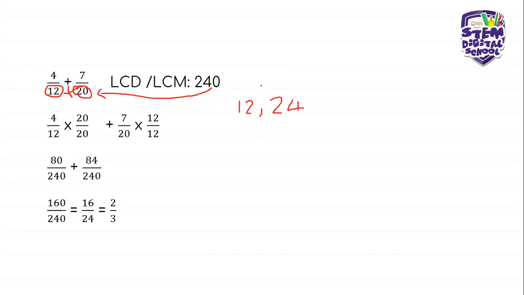LCD means lowest common denominator. LCM means lowest common multiple. They are the same thing. It's the denominator where both of these numbers can be the same in order for us to add. Because remember that with fractions, you only add or subtract them if the denominators are the same. So if the denominators are the same, that's when we're able to add or subtract them.